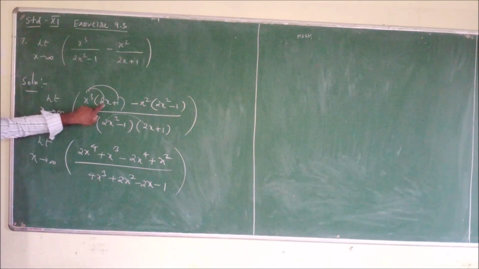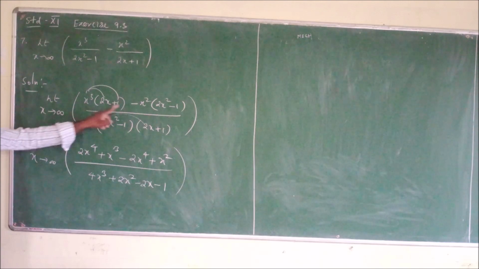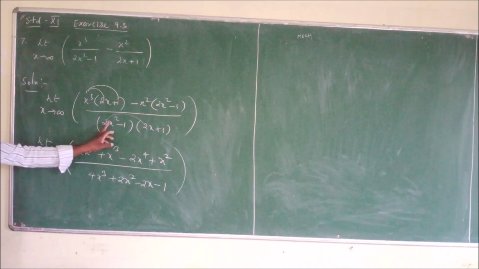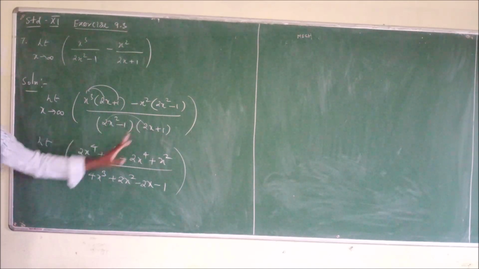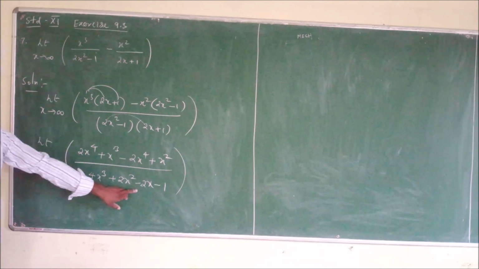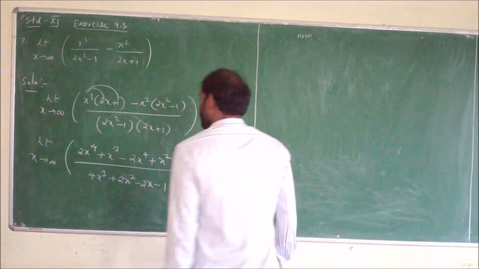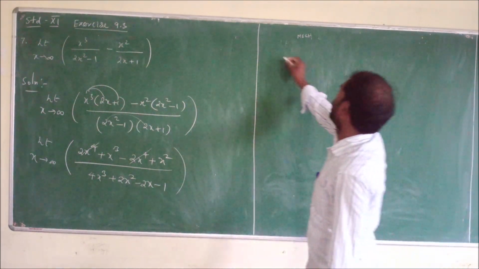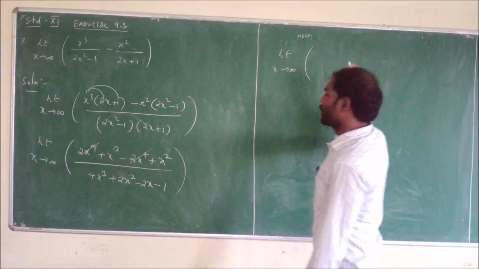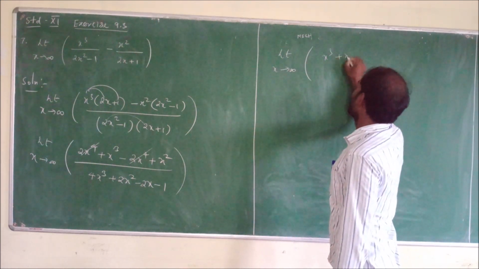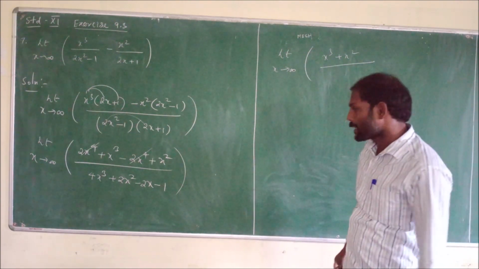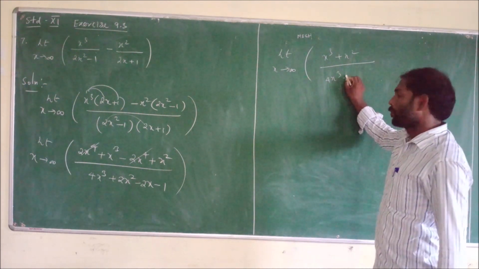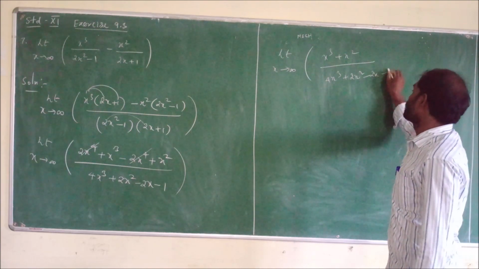So the numerator is 2x power 4 plus x cube minus 2x power 4 plus x square, then the denominator is 2 into 2, 4x cube, 2 into x square, minus 2x plus 1. In the numerator, the 2x power 4 and minus 2x power 4 are eliminated. So the remaining terms are, limit x tends to infinity, for the numerator x cube plus x square, by the denominator 4x cube plus 2x square minus 2x minus 1.